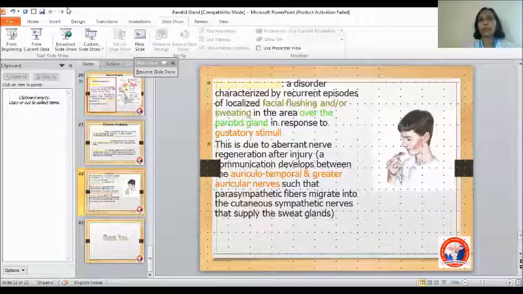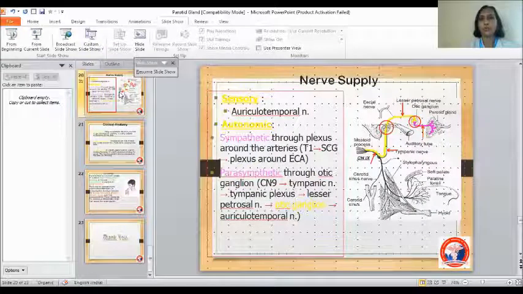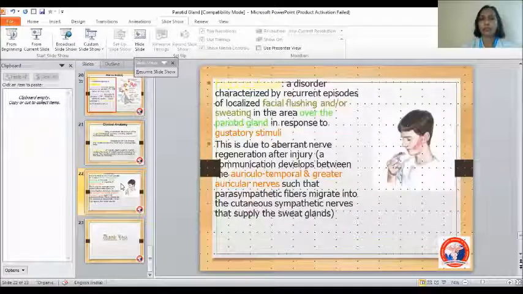So this is about the parotid gland. When the question is asked about clinical anatomy, you have to explain about the nerve supply of the gland and how it results in Frey's syndrome. That should be explained.